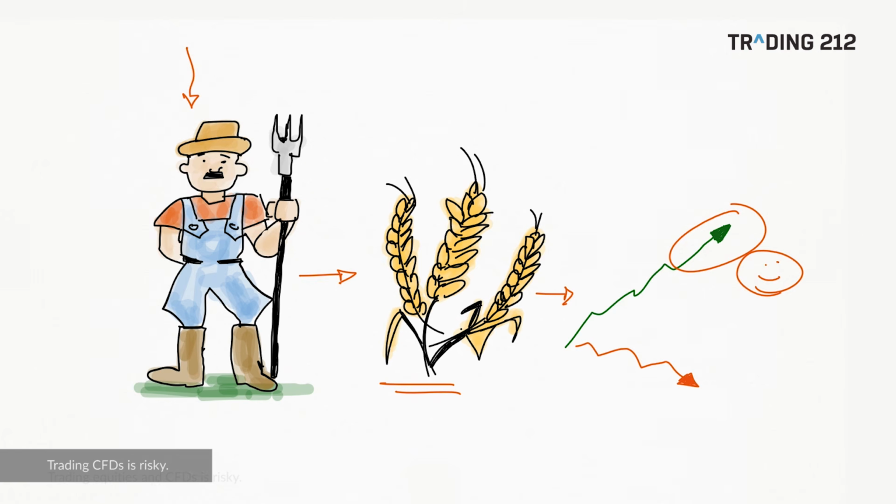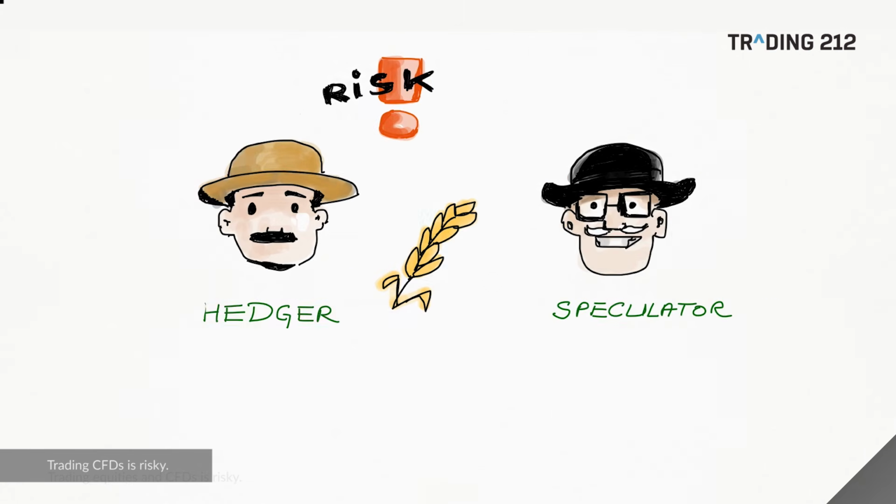But if the price is low, then he's in trouble. So he has an inherent exposure to his corn that he wants to mitigate or offset in some way. So in essence, what our farmer wants to do is to offset his risk. He wants to pass that risk on to someone else. This makes him what is known as a hedger.